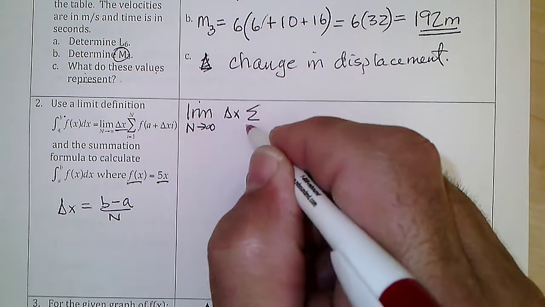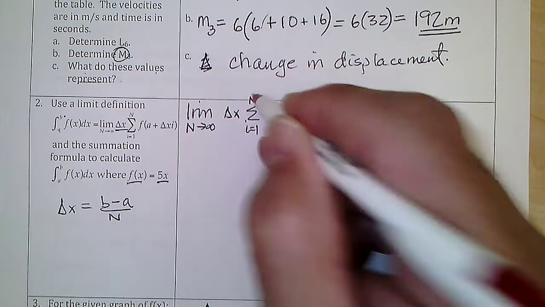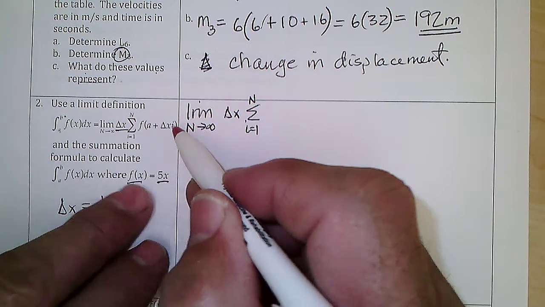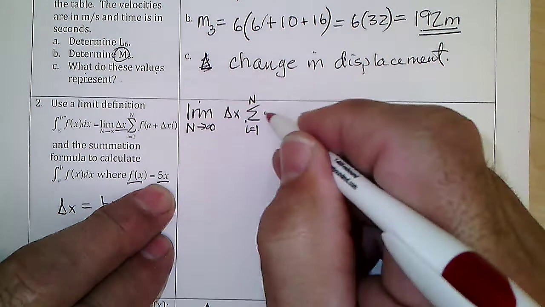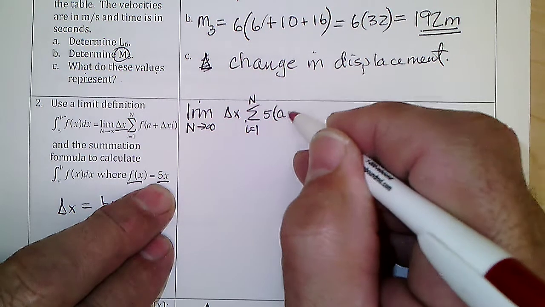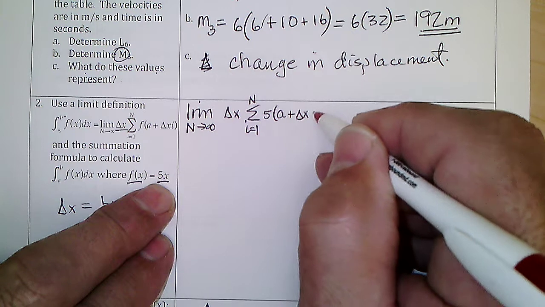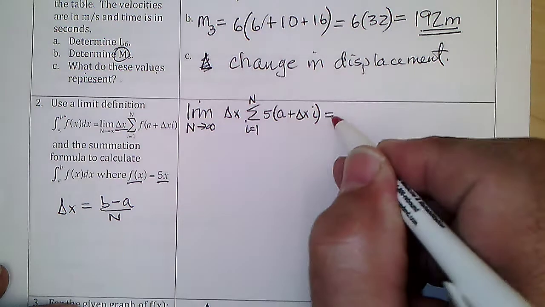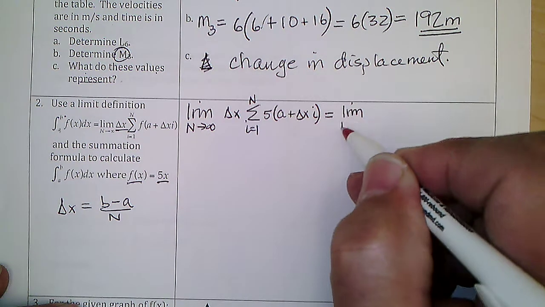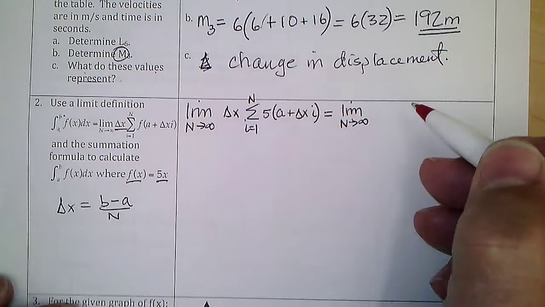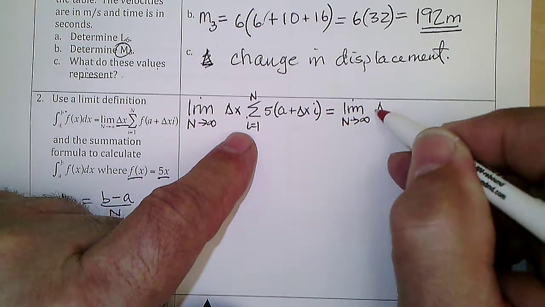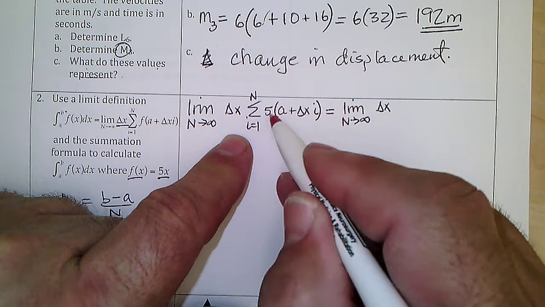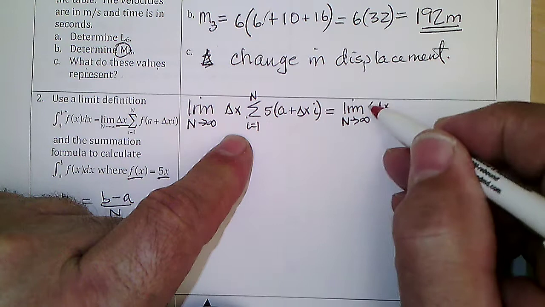And then I've got the sum as i goes from 1 to n. And I've got to put a plus delta x i into f of x, and that's down here. So I got 5 times a plus delta x times i, which is going to be the limit as n goes to infinity. I'm going to leave this delta x here. I'm going to pull the 5 out because it's times all of this stuff, so I can factor out the 5.